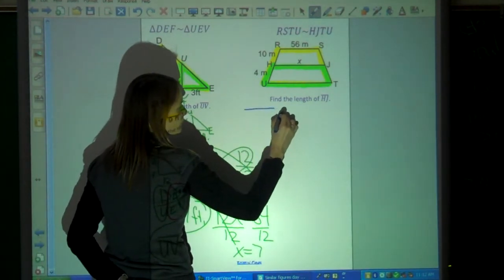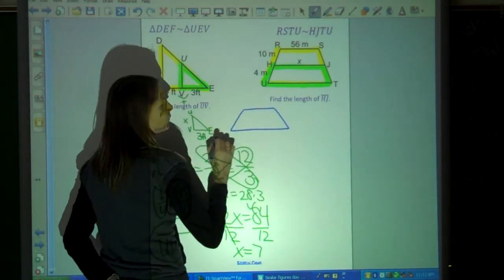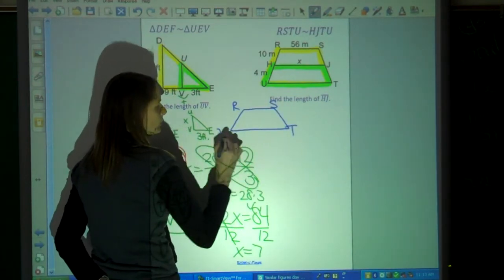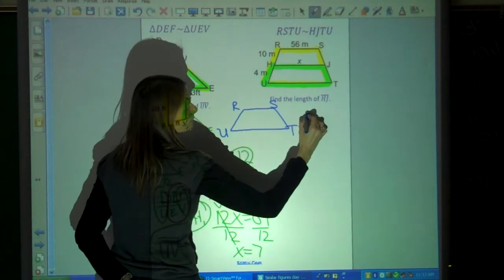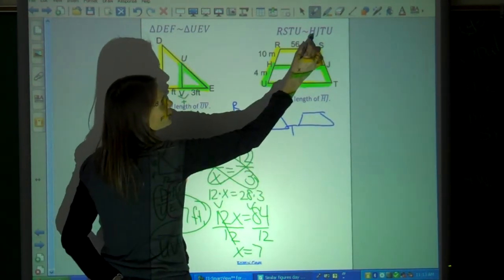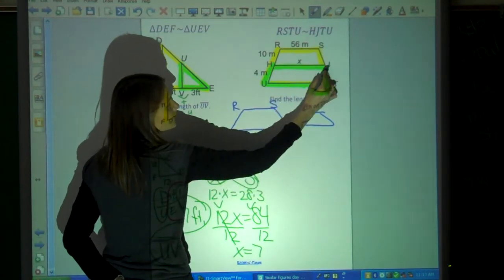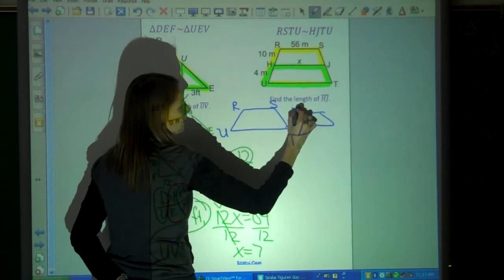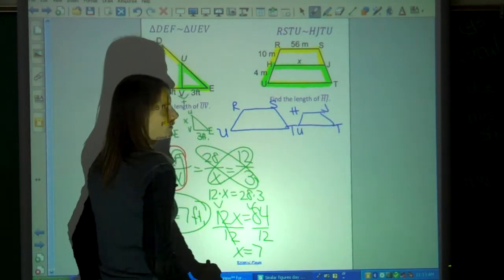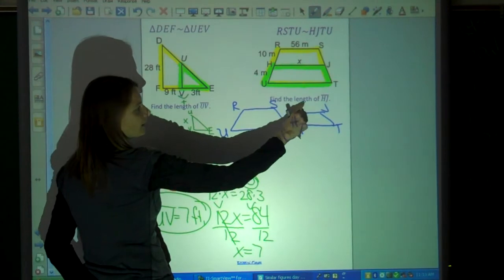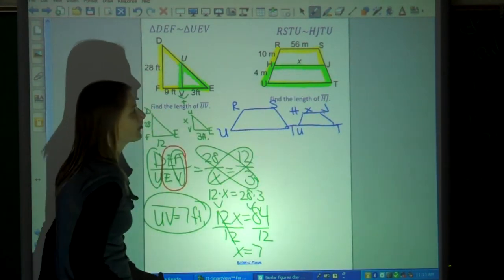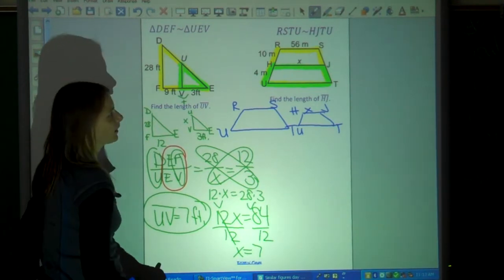So I have my big trapezoid first, which is RSTU. And then I'm going to draw my smaller trapezoid, which is HJTU. And I see they want me to find the length of HJ, so we're going to put an X there, and there's an X right there. And now I'm going to look at my pictures to get some more measurements.